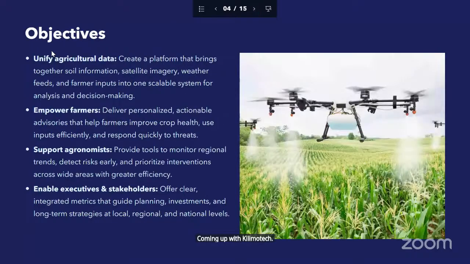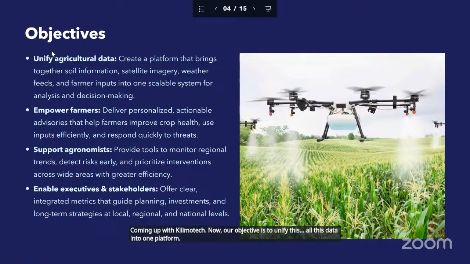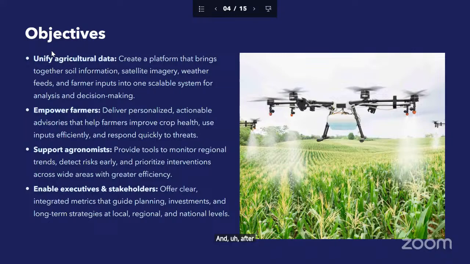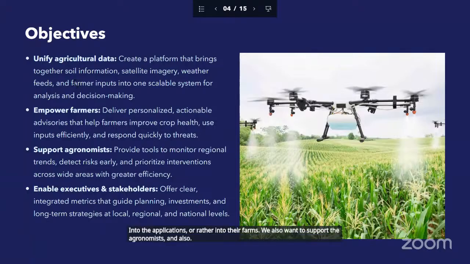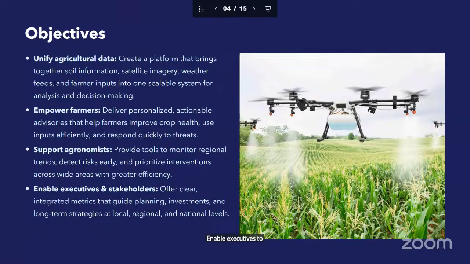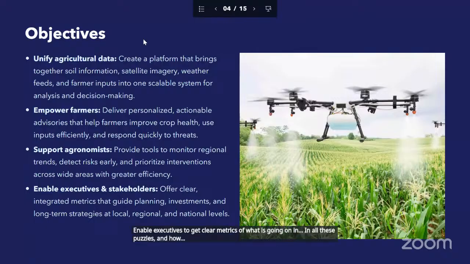Now, our objective is to unify all this data into one platform. After unifying this data, we want to empower our farmers to get actionable advisories from our system so that they can implement that into their farms. We also want to support the agronomists and enable executives to get clear metrics of what is going on in all these parcels and how the metrics are showing.